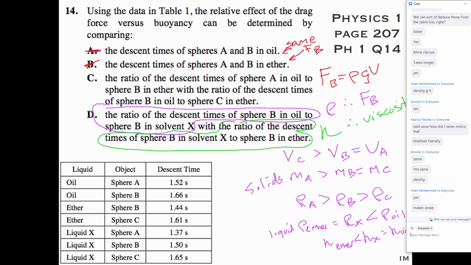Keeping the solid the same, but varying the medium. Really, really tough question, but a really good passage. That's actually one of those passages that's right up the alley of making you think and process things. Okay, last question.